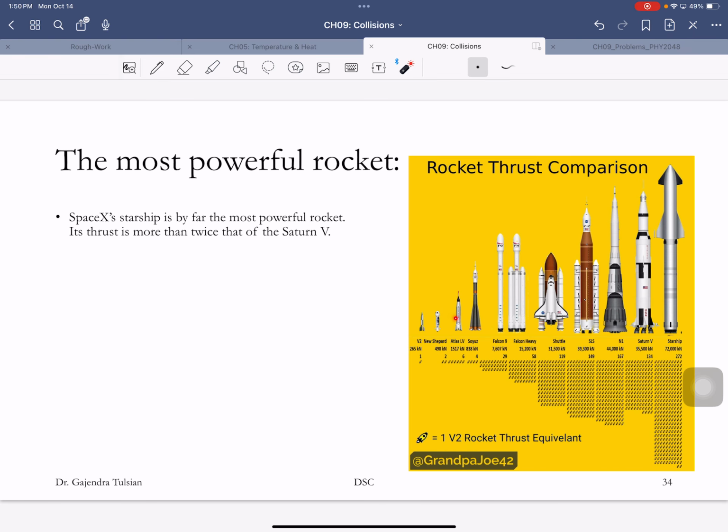Look at these guys. There is the Starship. There is the thrust: 72,000 kilonewton, so 72 million Newton thrust. So the Starship can lift, a kilonewton is roughly your weight, so the Starship can lift up 100,000 people. That's what it can do. That's twice the thrust of the Saturn V rocket.